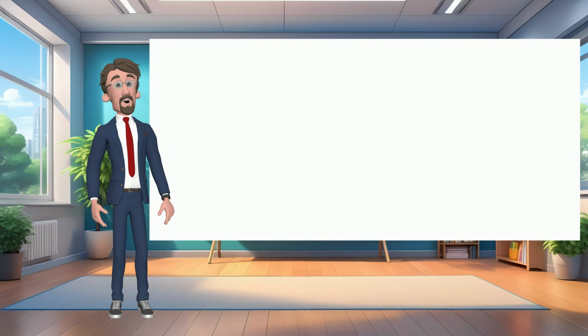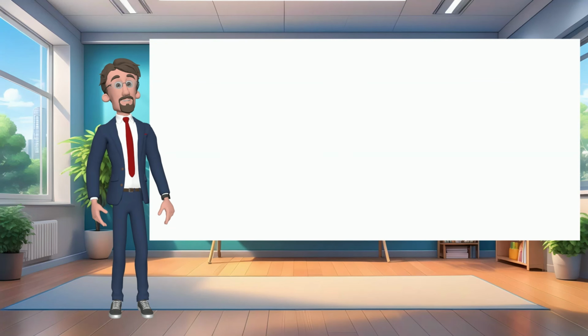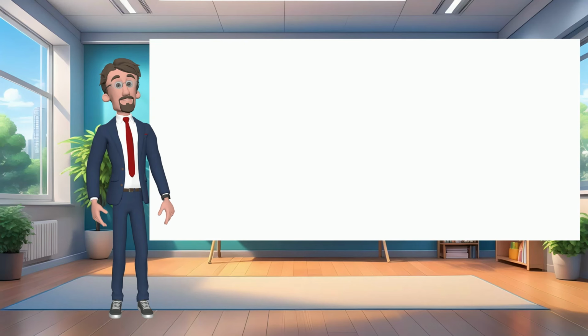Enumeration is the process of extracting valid information from a system, such as usernames, machine names, share names, directory names, and other details. This information helps ethical hackers understand the structure and layout of the target system, making it easier to identify weaknesses and exploit them. Attackers use various techniques for enumeration. They are network scanning, user enumeration, service enumeration, DNS enumeration.